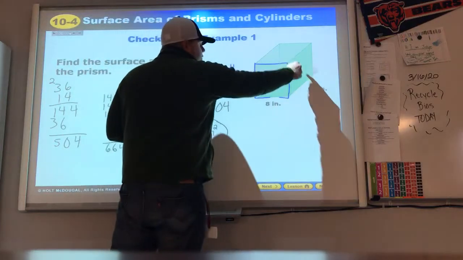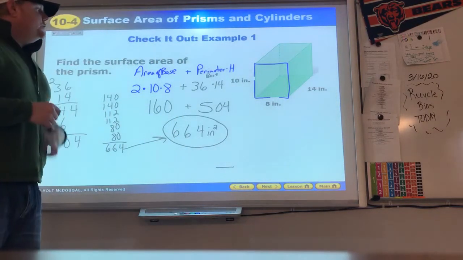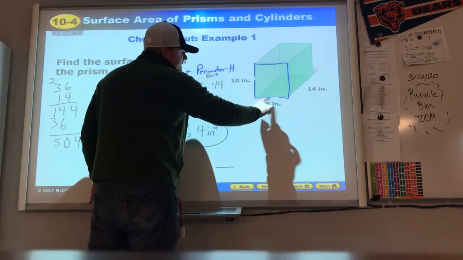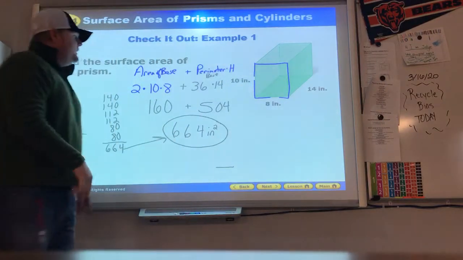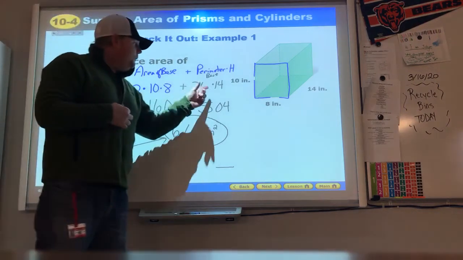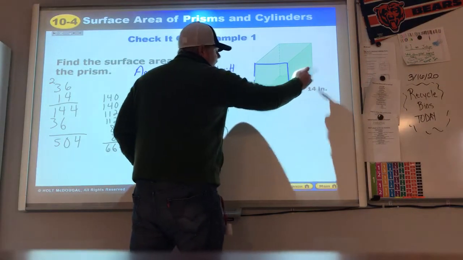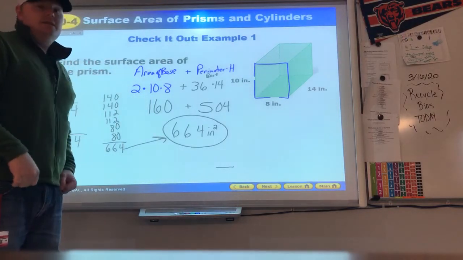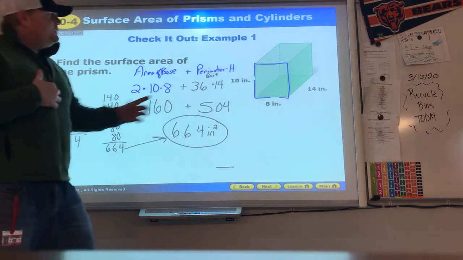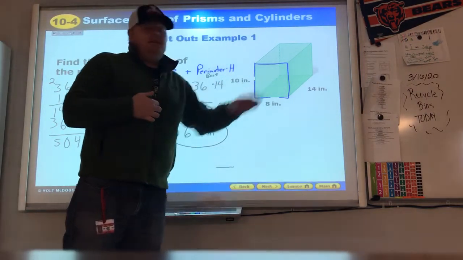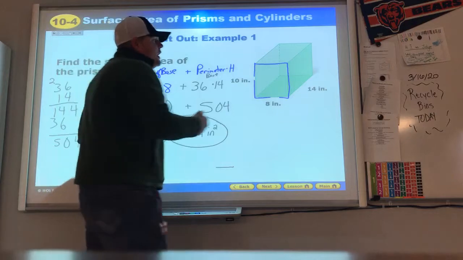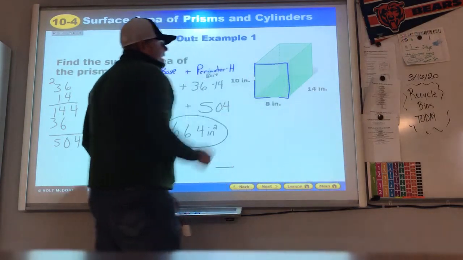Then we need the other 1, 2, 3, 4 items. So this 36, this is the perimeter of the base. 10 plus 8 plus 10 plus 8 gets 36. That's the perimeter of that base. Then we multiply that times the height. What that does is it essentially turns this perimeter into the edge of a rectangle, and the length is the edge of a rectangle. And we can multiply in that 36 times 14 and get the area of all the sides at once.